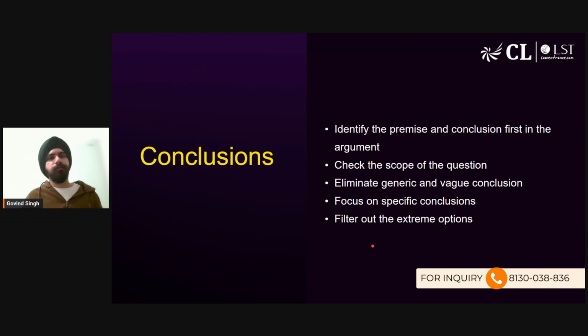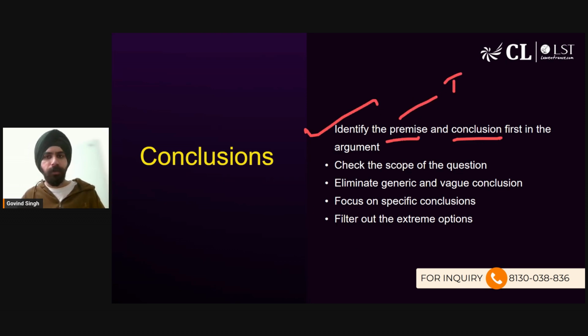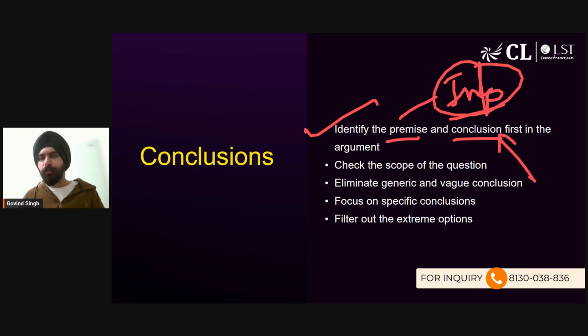After this process, what are some important things which you need to keep in mind as steps to finding a conclusion? The first step is obviously to identify what the premise is and what the conclusion is in a logical argument. Premise would be your information, your facts, and on that basis, what have we concluded, what have we proved, what are we trying to establish or convince you of, is your conclusion. So when you have identified the premise and conclusion, half the job is done.